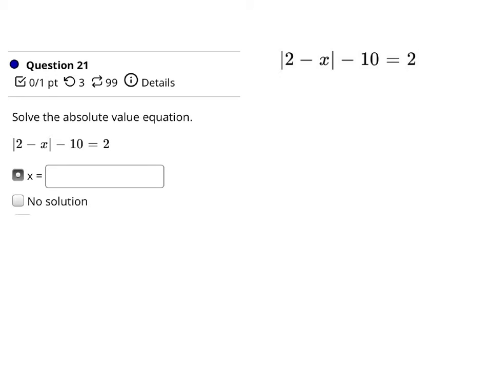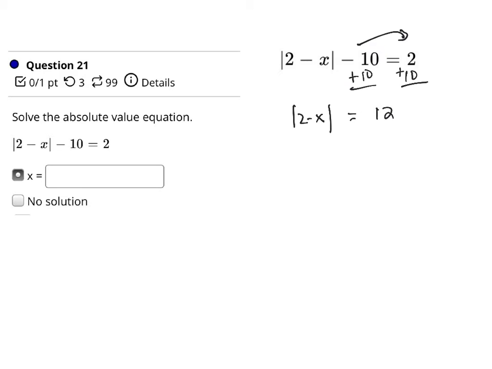All right, we're solving for x. We have the absolute value. We want that part by itself. So this -10 we need to move over. We're subtracting 10, so the opposite is to add 10 to both sides. So we have the absolute value of 2 minus x equals 12. So that's a positive number, so that's doable.